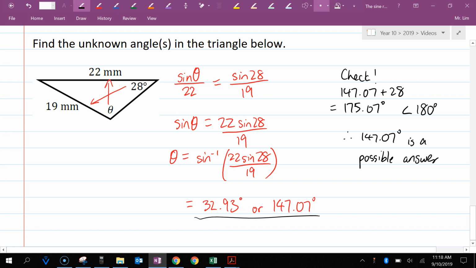So now you should know how to use the sine rule to find an unknown side or an unknown angle. And you should know when to use the sine rule, when we have two sides and two angles. And that's it for this video.